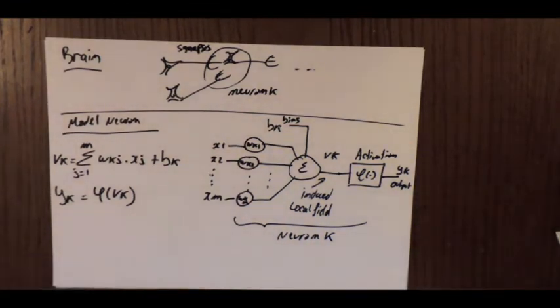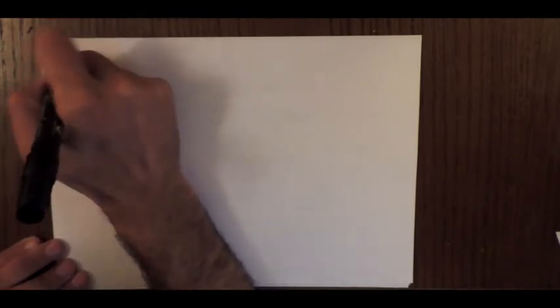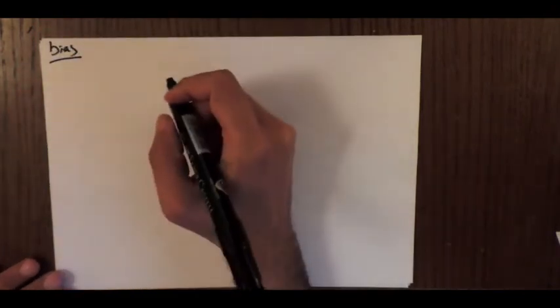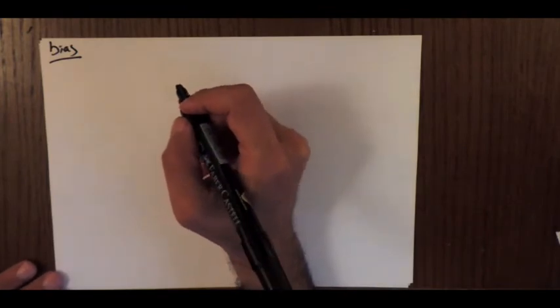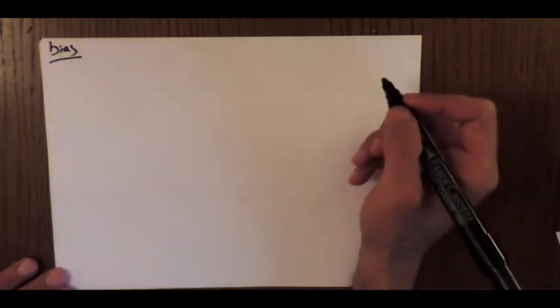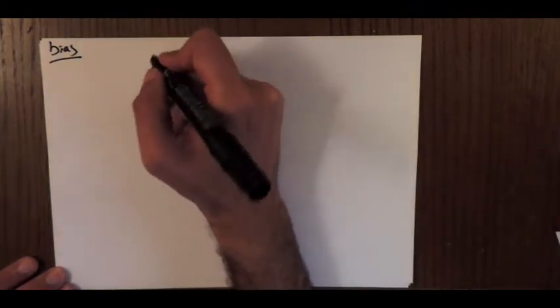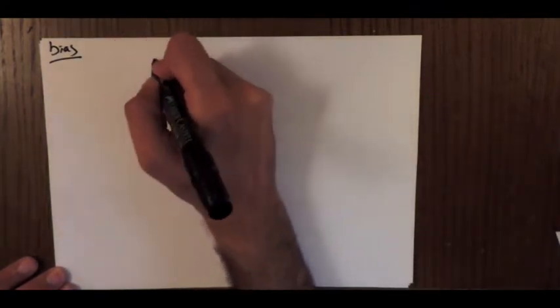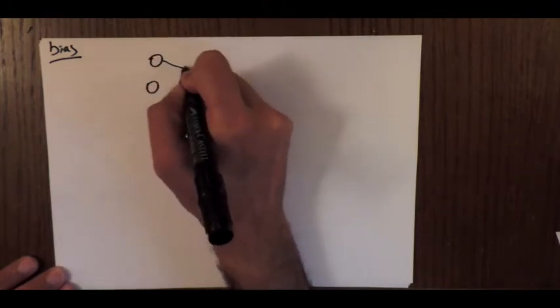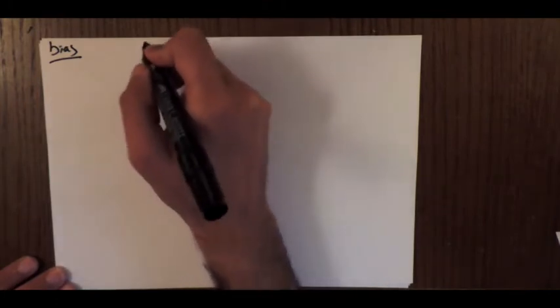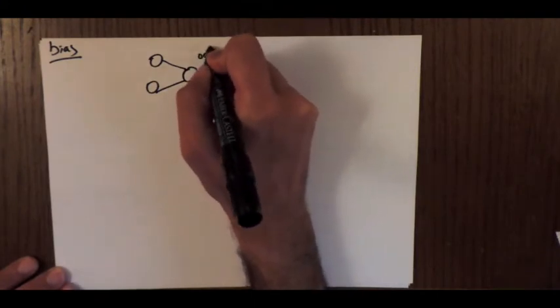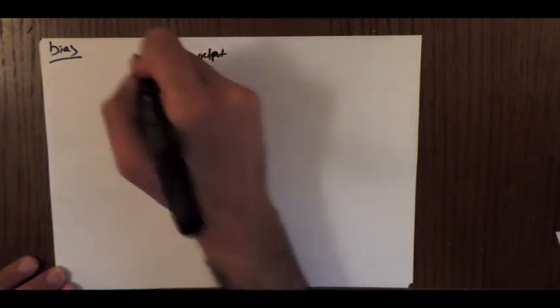And the output will be the value of the activation function. So now if I want to discuss a little bit the bias, what is the bias? The bias is just a way to shift the response of the neuron. So effectively, I'm adding a value. So if I take two neurons, for example, these are the input neurons, this is the output neuron.